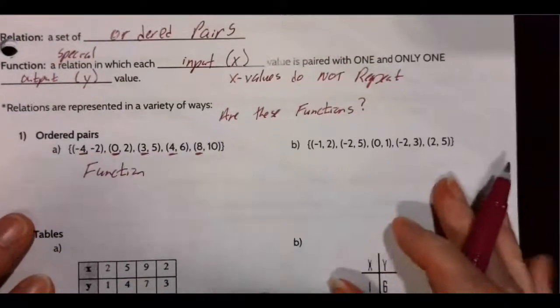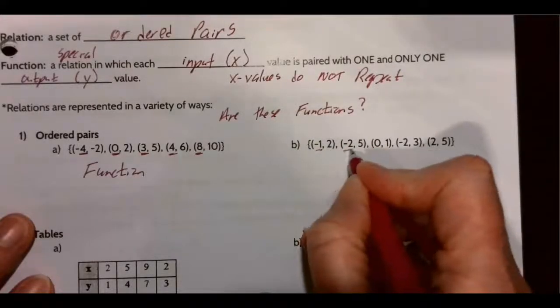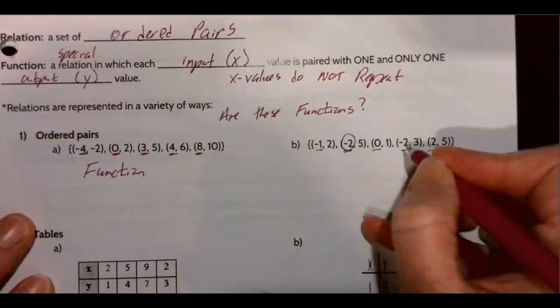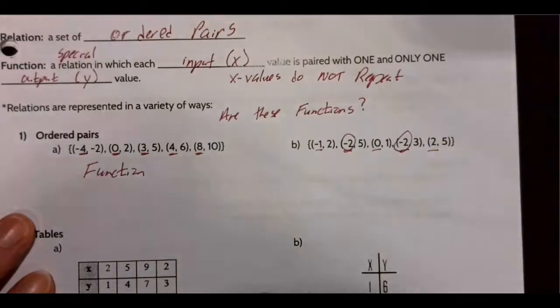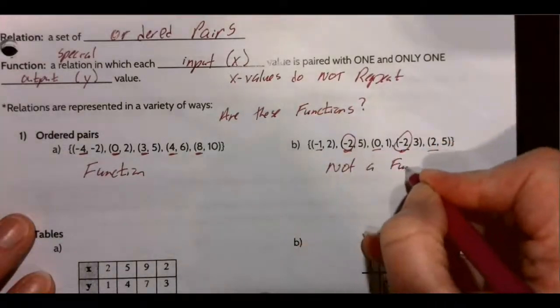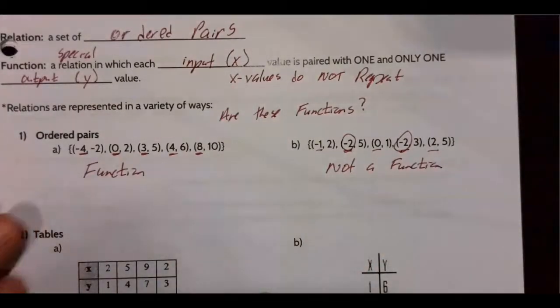Let's look at letter B. Okay, so they all look fine. Look again. Do my x values repeat any place to have the same y value? Bam, right there. We have two x values that are the same. This is not a function. Of course it is a relation, because everything here is a relation.